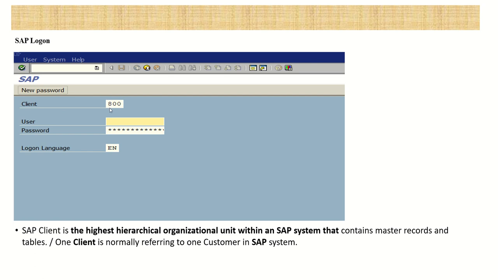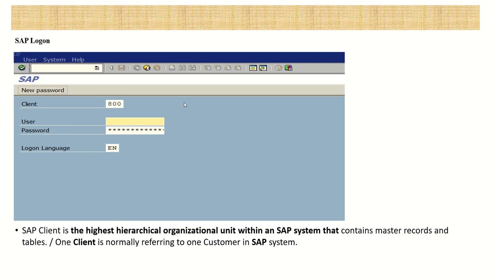Sometimes this is used to identify the system, like 800 for the development, some other 700 for the quality, 500 for the production. So in different servers, we can have a different client ID. And the master data, most of the time, is created at the client level. Sometimes in the same server, we have two clients.